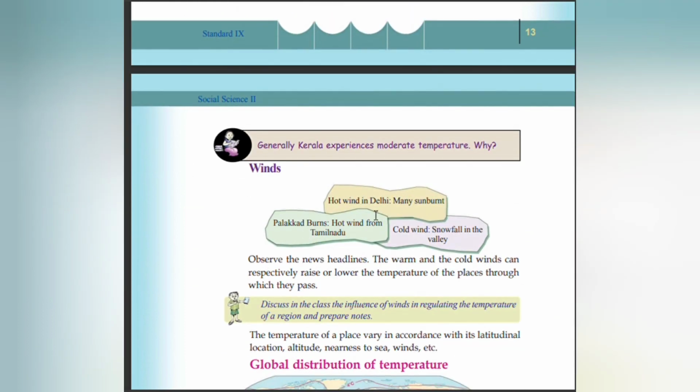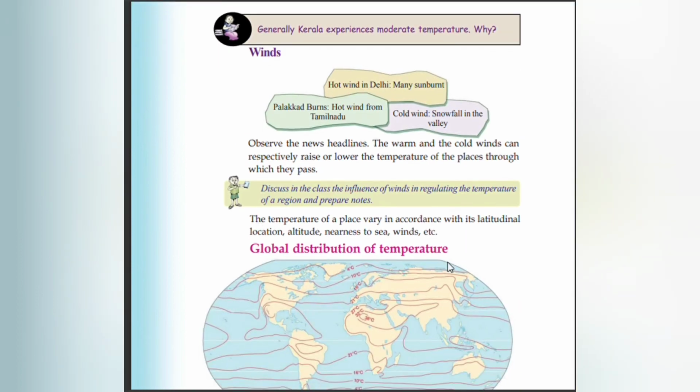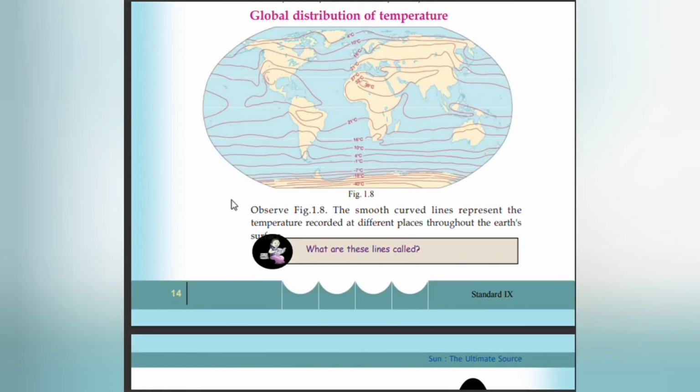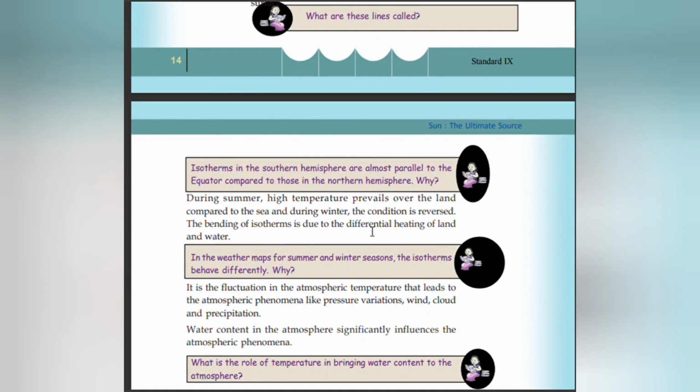Winds. Hot wind in Delhi, many sunburn. Palakkad burns, hot wind from Tamil Nadu. Cold wind, snowfall in the valley. Observe the news headlines. The warm and the cold winds can respectively raise or lower the temperature of the places through which they pass. Temperature of a place varies in accordance with its latitudinal location, altitude, nearness to sea, winds, etc. The smooth curved lines represent the temperature recorded at different places throughout the Earth's surface.